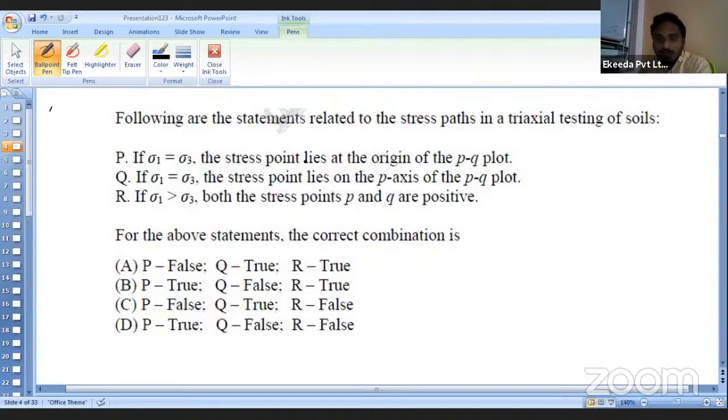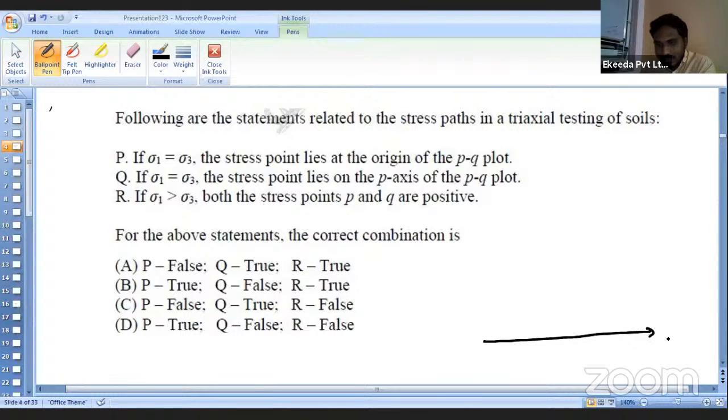So let us read the question. The following are the statements related to the stress paths in a triaxial testing of soils. So if we see stress paths for a triaxial test, these are the statements given. The first one is: if sigma 1 equal to sigma 3, the stress point lies at the origin of the PQ plot. First we should know the diagram, that is, we should draw the stress path variation.